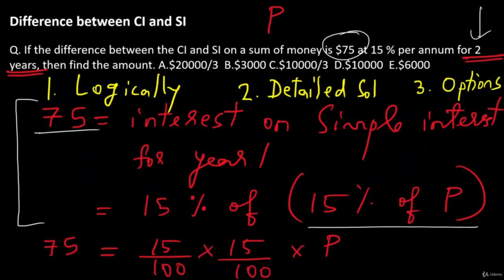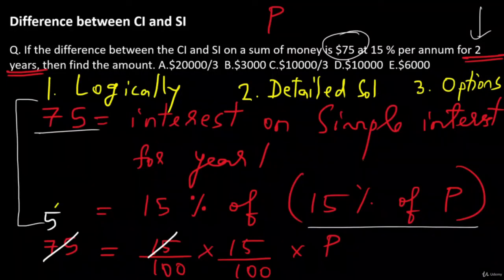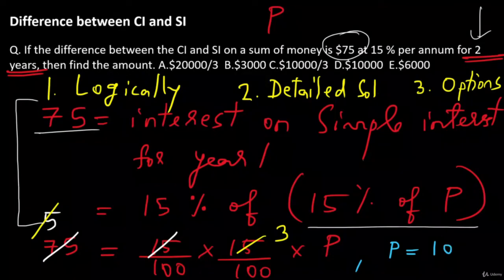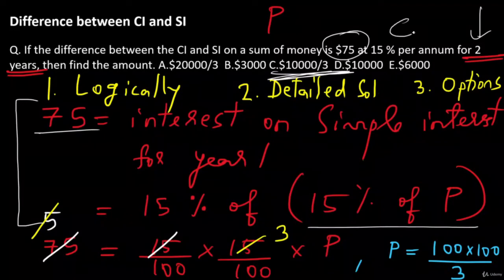Now we can simplify this and find P. So over here, this becomes 5 over here. All right. So again, I cancel 5 from both sides and I get P is equal to 100 into 100 by 3. All right. So that means that's answer option C.